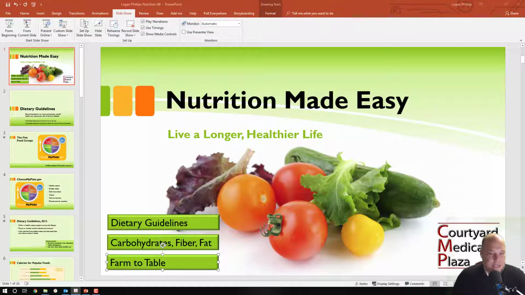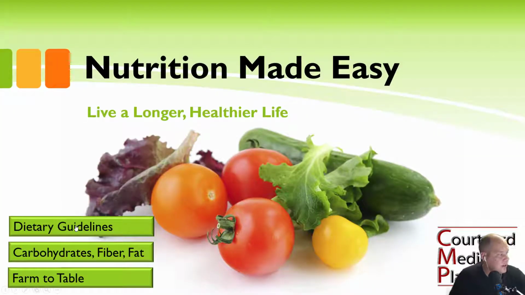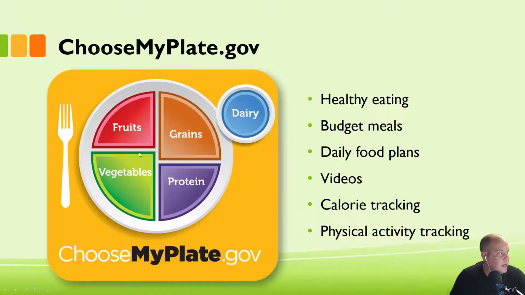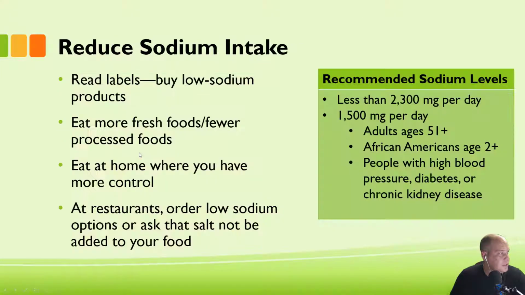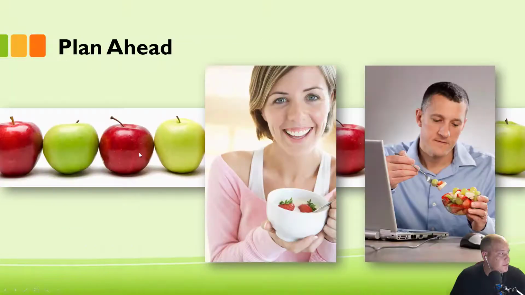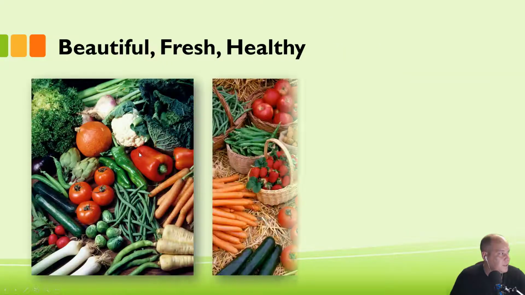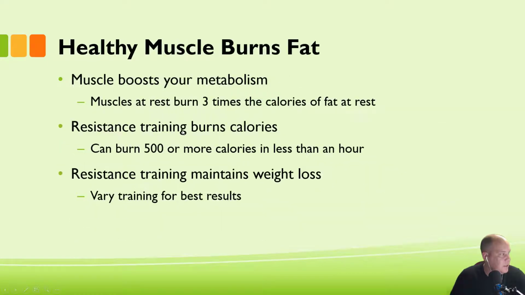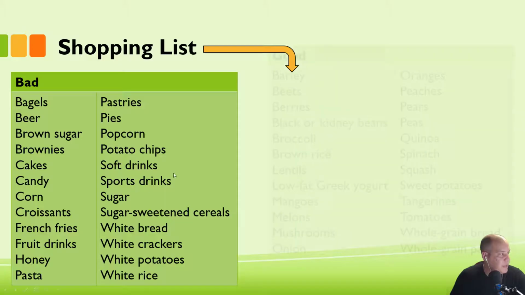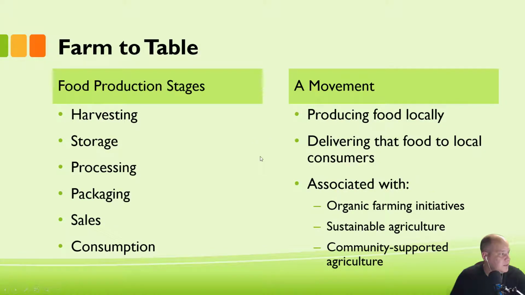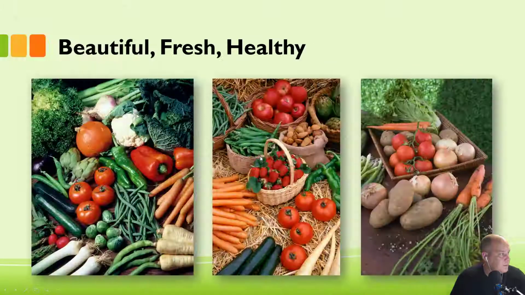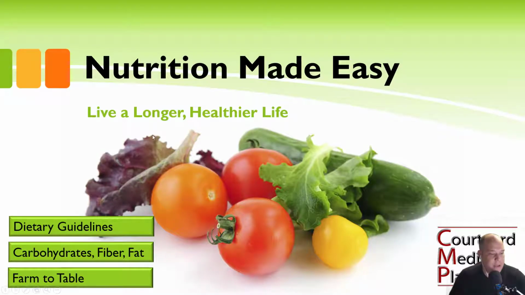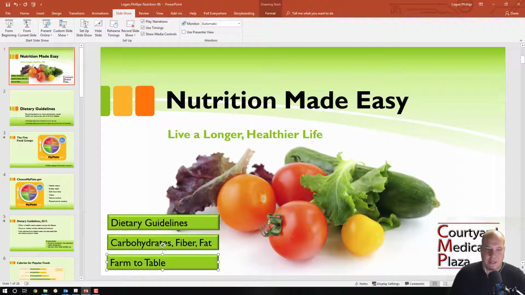All right, let's go ahead and test these hyperlinks. So we're going to do this in presentation mode. And so if I click on dietary guidelines, it should bring me to the dietary guidelines. Click through it. Looks pretty good. And once I get done with it, it should bring me back. There we go. Carbohydrates and fat. Click through it. Brings me back. Farm to table. Click through it. Brings me back. There we go. Now we hit escape to get out of that. It looks like we have done step 8 at this point.